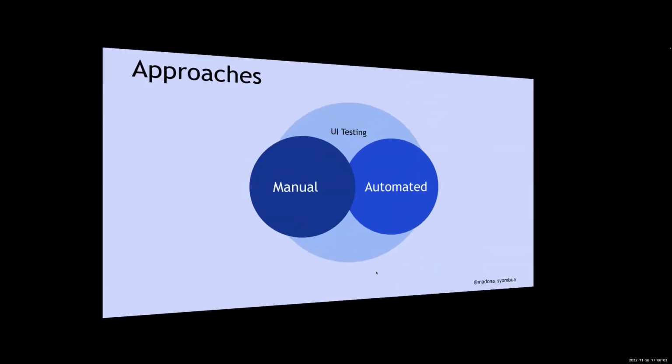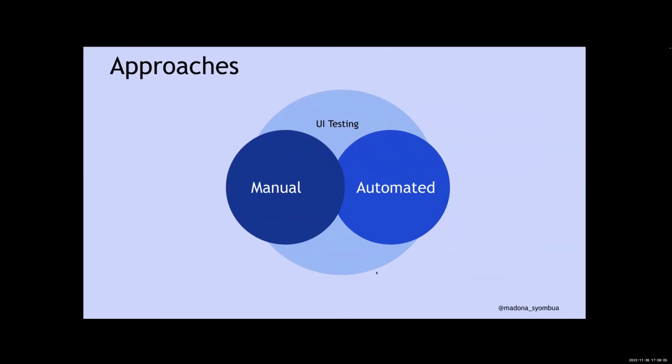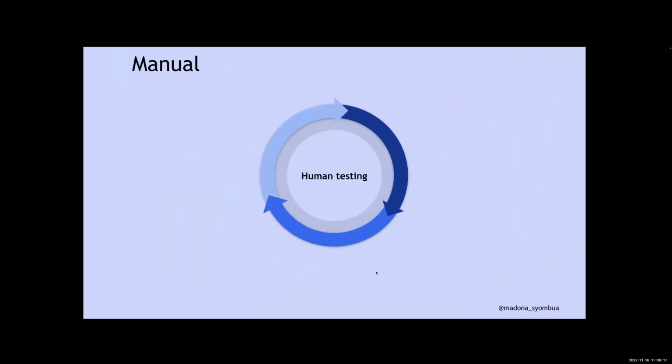So the approaches that we have, if you're a software engineer, this is in general, because I know the audience might be Android, iOS, web, machine learning, is that there's manual testing and automated testing. So we're going to look into the first one, which is human testing, or if you want to call it manual. So what is manual testing?